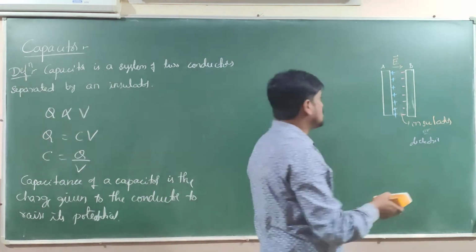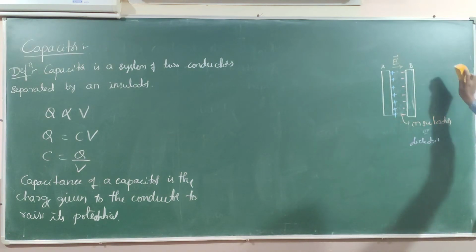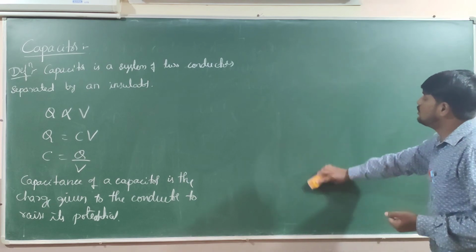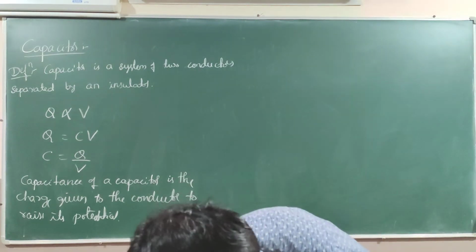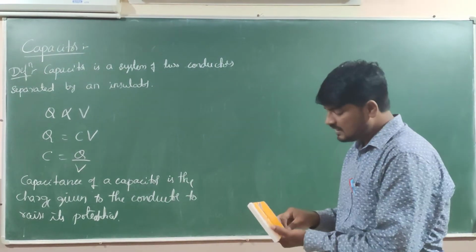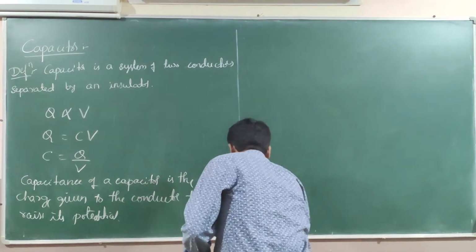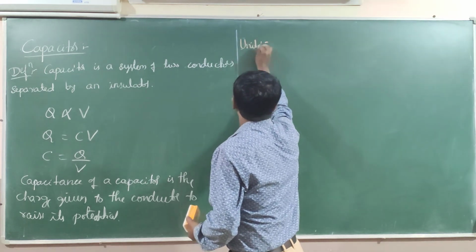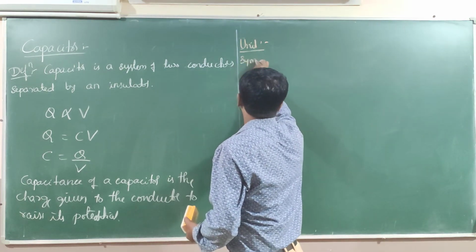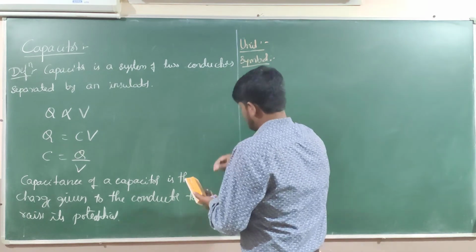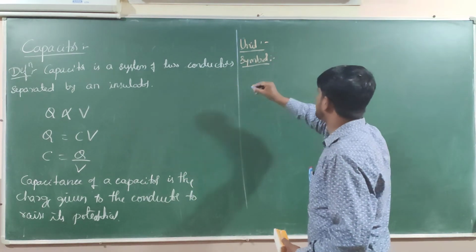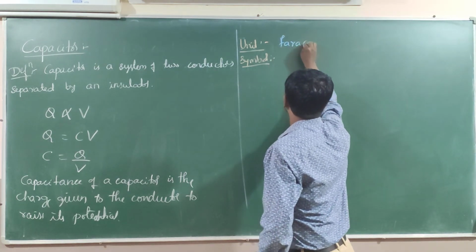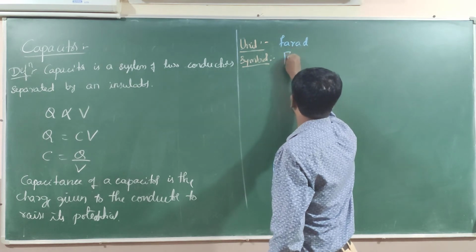Then the symbolic representation. This is the diagrammatic representation. If you want to study any electronic circuits, then how do we represent these capacitors? Let us start step by step. Unit and symbol: the SI unit of capacitance is again the farad. The symbol is capital F.